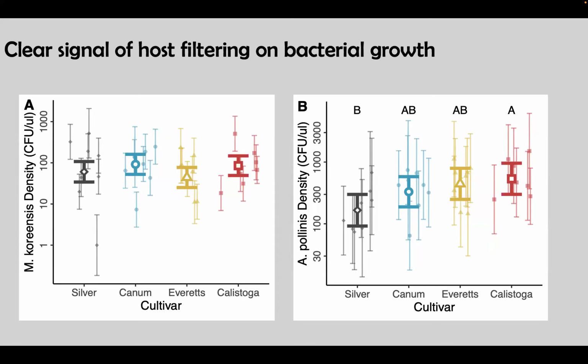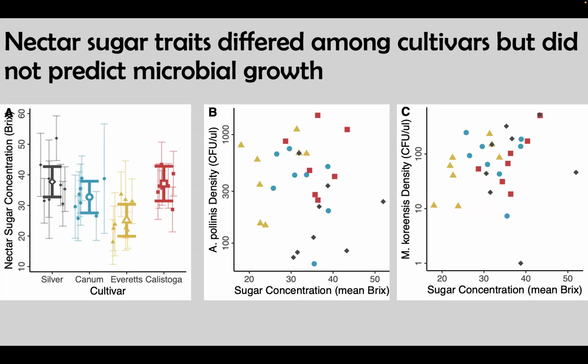We wanted to tease apart which traits are shaping it, but when I did this experiment, I didn't do a great job at the HPLC. We did measure some sugar, but sugar concentrations in the nectar weren't correlated with that host selection. So you can see clear variation in sugar concentration, but it didn't predict the final densities of yeast or bacteria. So there's something else besides nectar sugars.